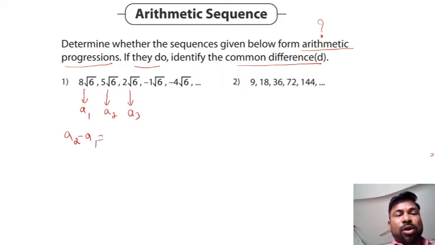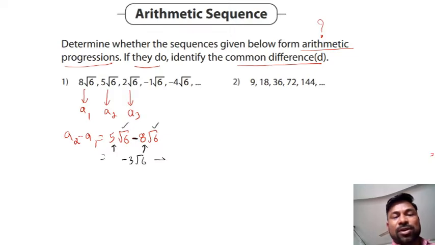What is A2? 5 root 6 minus 8 root 6. If you check properly, how many root 6 are there? 8 root 6 are there, and in the first term, 5 root 6 are there. So out of 8 root 6, let us remove 5 root 6. How many are there? 3 root 6. But the bigger number has the minus sign. So A2 minus A1 we got is minus 3 root 6.